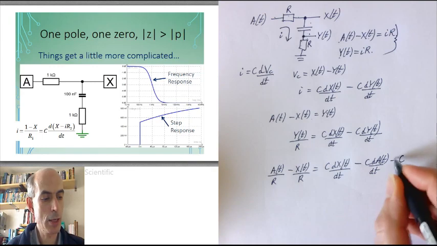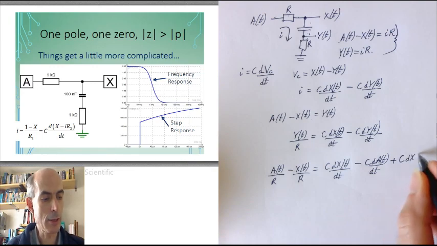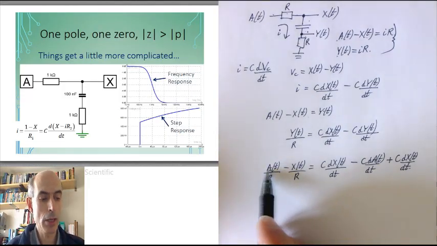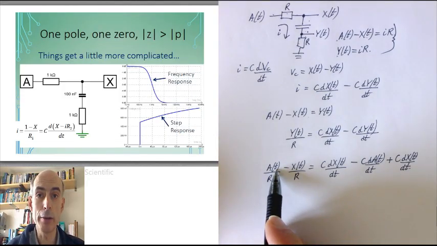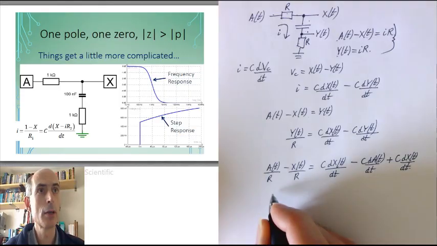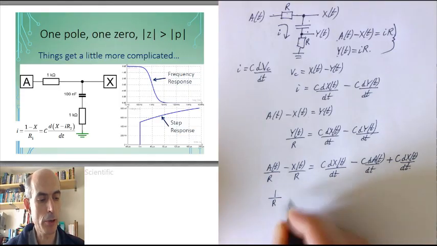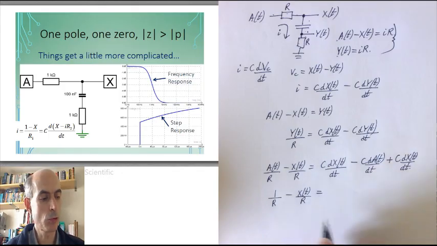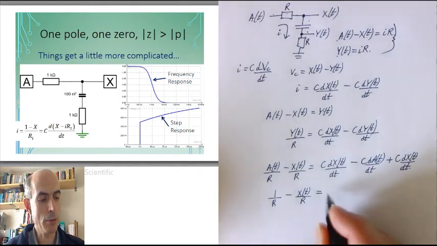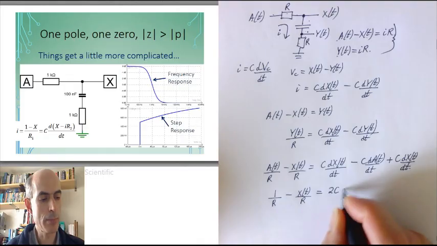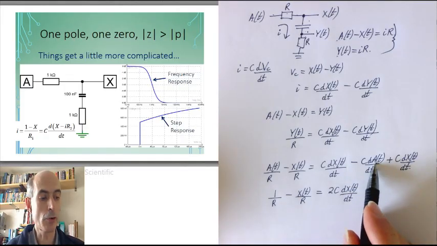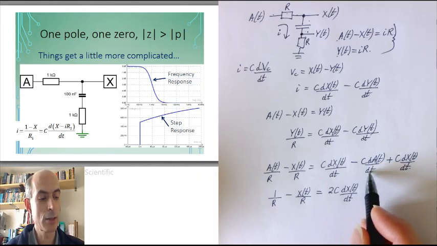plus C dx dt. Well, a of t is going to be just a constant value of 1 at all times of interest, so that just gives me 1 over R minus x of t over R equals that term and that term add up and give me 2C dx dt, and this term here is 0, because if a of t is a constant value of 1, then dA dt is 0.